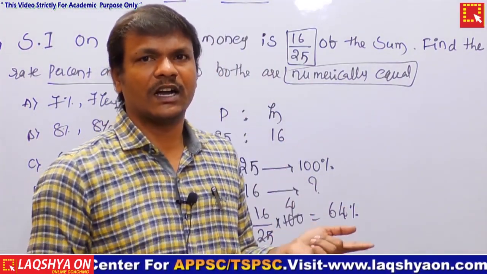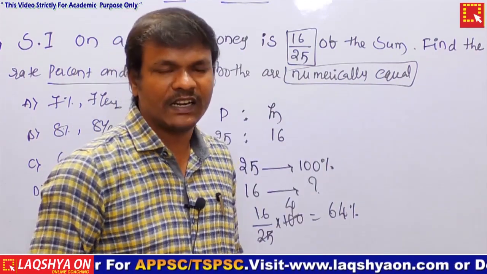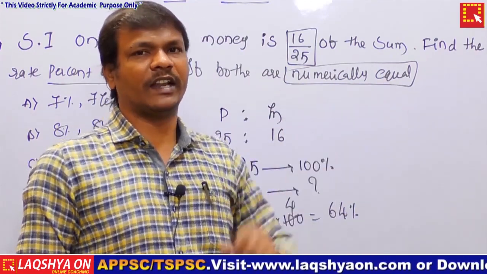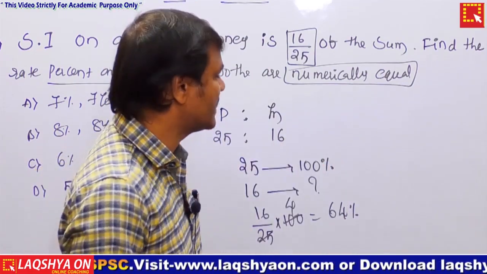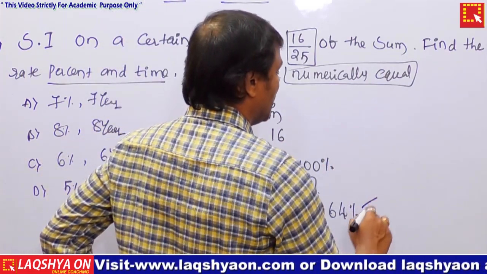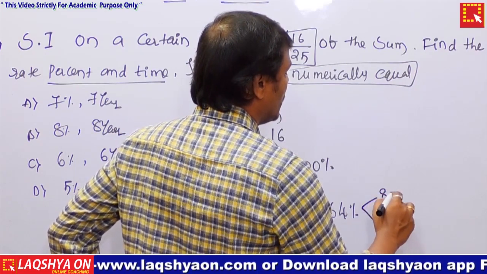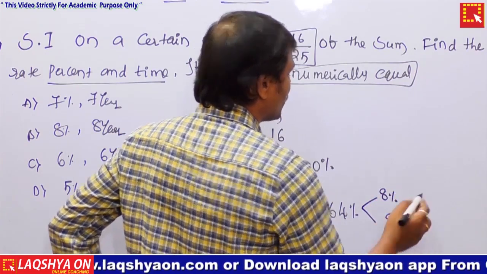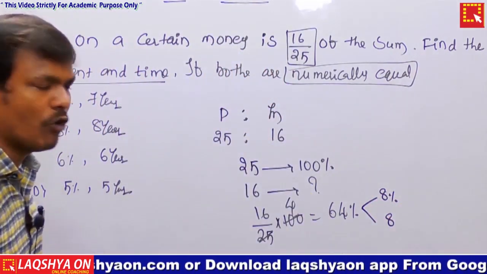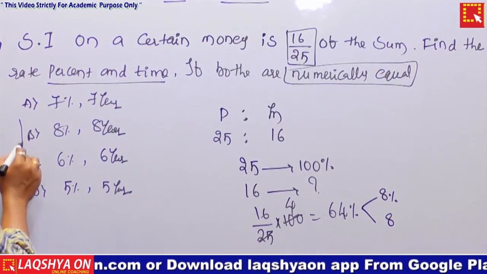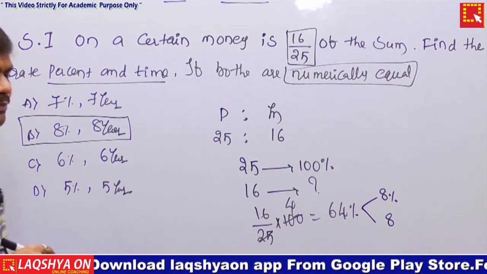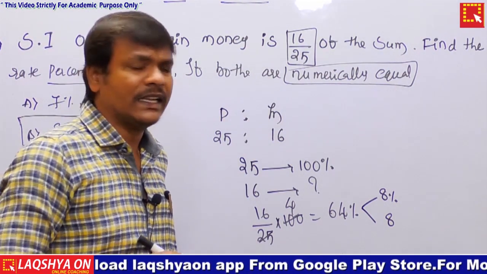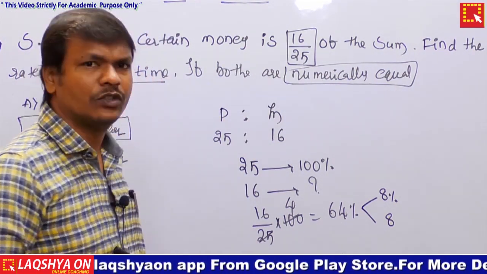If 4% for 4 years, 4 into 4 is 16. If 3% for 3 years, 3 into 3 is 9. If 6% for 6 years, 6 into 6 is 36. Then 64% means numerically equal, multiplying the two terms, 8 into 8 is 64. That is 8% and 8 years. Simple. 8% and 8 years of interest we are going to pay.